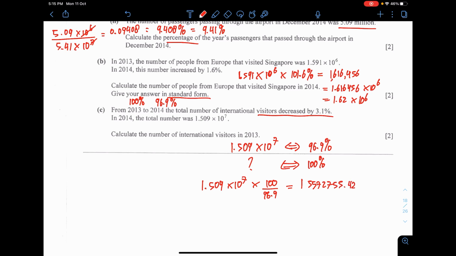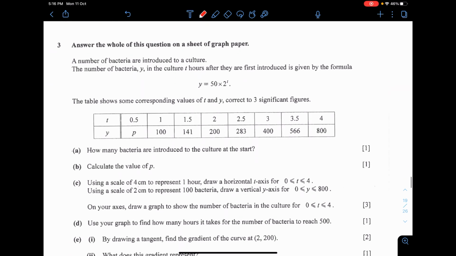Actually, they don't really say whether you need to make it standard form or not. But since this question is about standard form, just put it into standard form. 1.56 if you round it to 3SF, multiplied by 10 to the power of 7. Yeah, there are 7 digits that I actually passed through. Alright, that's it. Next question.